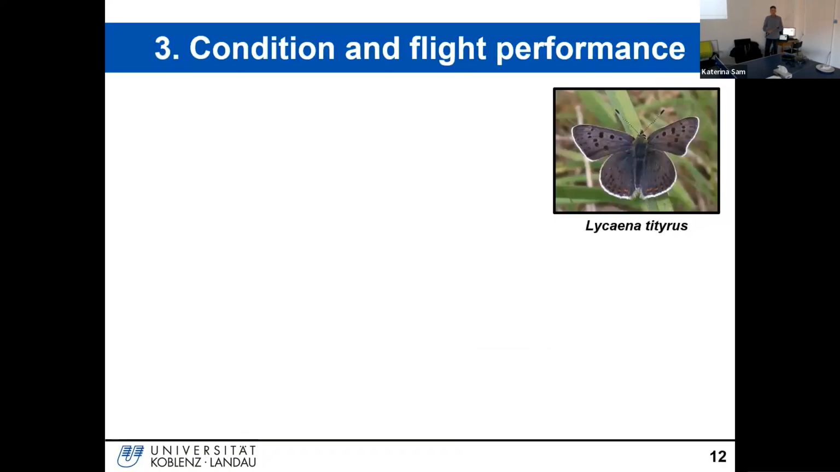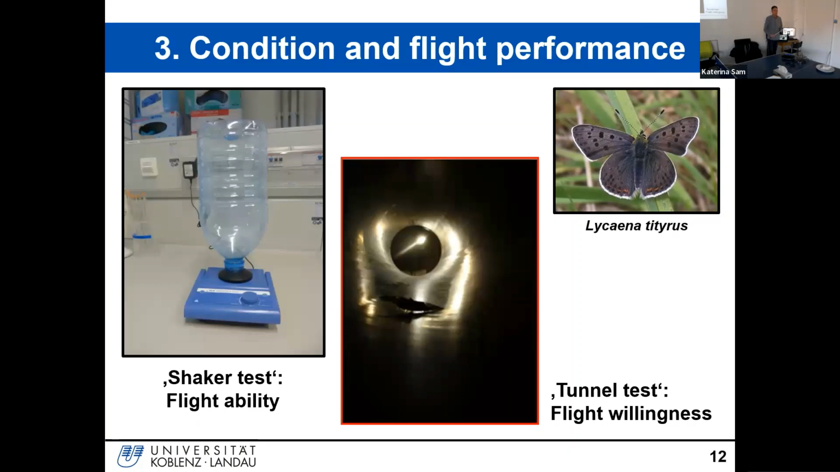So that were some early studies on one of the copper butterflies I'm working with, indicating indeed they do have a largely closed population structure and that they are largely sedentary. We then, using the sooty copper, did experiments on condition and flight performance, and it's sort of fun to do this. We have the so-called shaker test.